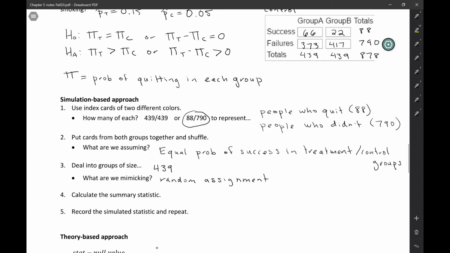So there's actually more than one option. We can do the difference in proportions. That's one way to summarize the sample. You could also use the relative risk and do a simulation with that. But whatever you choose, you're going to do lots of simulations, recording the simulated statistic each time, and that's going to give you the null distribution.